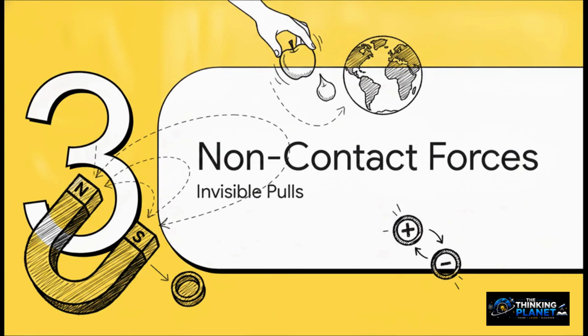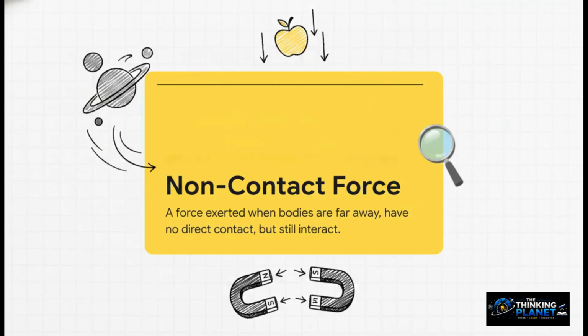Okay, Section 3. Exploring non-contact forces, invisible pulls. This is where things get kind of magical. A non-contact force is exerted when bodies are far away from one another, have absolutely no direct contact, but still manage to interact. So physical distance doesn't stop an interaction from happening. The universe just has, well, other ways of connecting them.